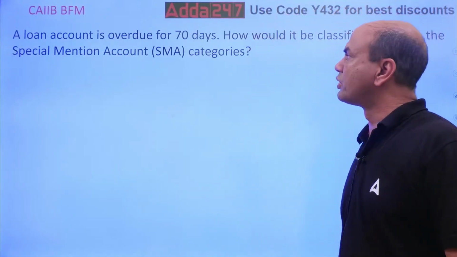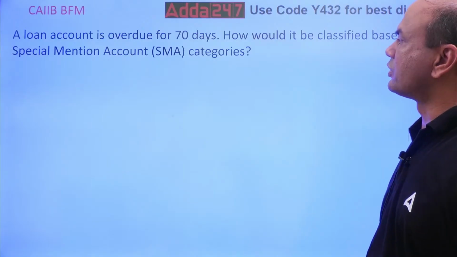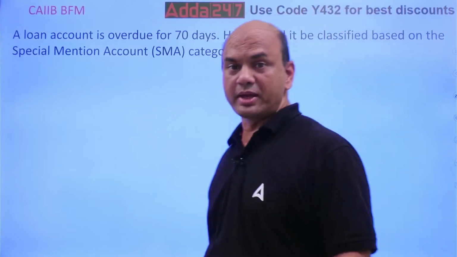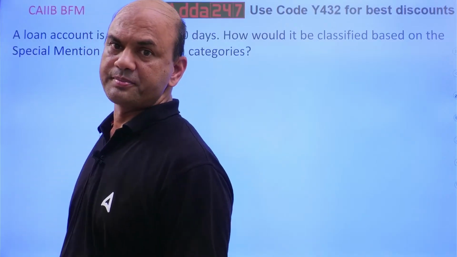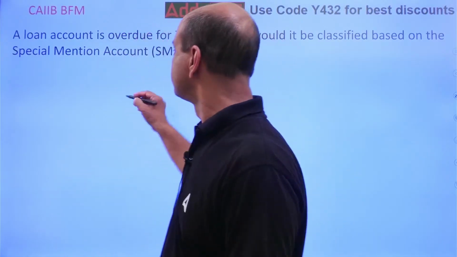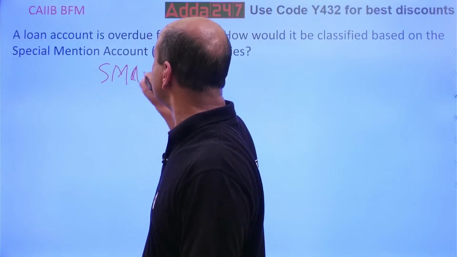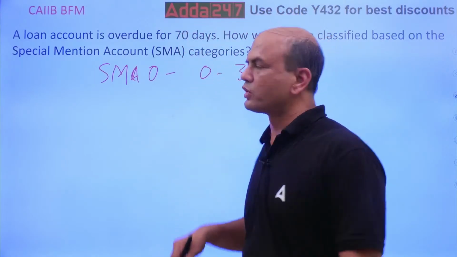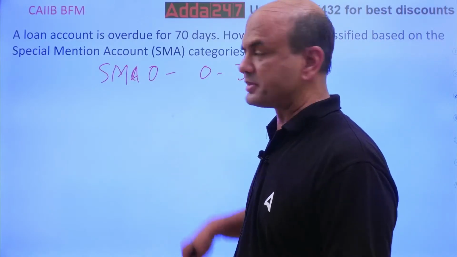A loan account is overdue for 70 days. How would it be classified based on the special mention account categories? 70 days. Now go through whatever you have studied. What does it say? We call it SMA. SMA 0 is from 0 to 30 days. If my loan is overdue for 0 to 30 days, it is called SMA 0.